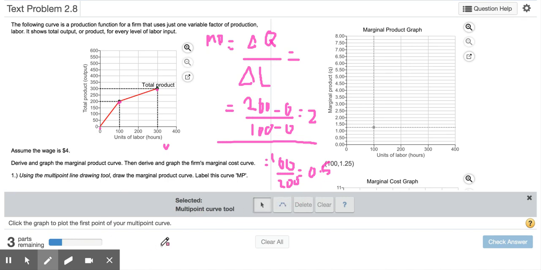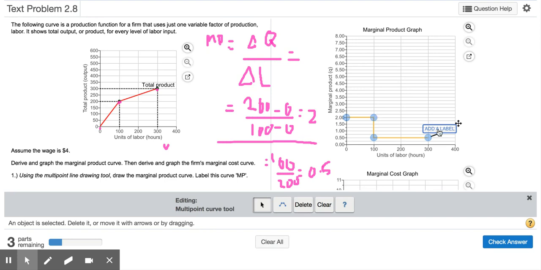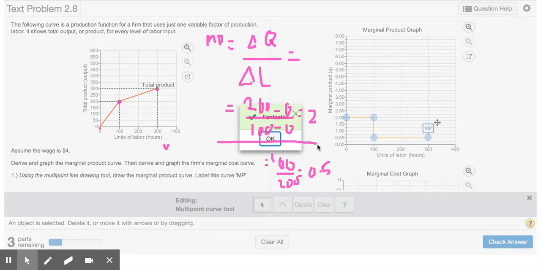To graph the marginal product curve, up to 100 units of labor, notice that over here we have units of labor. Marginal product of labor is equal to 2. Then as we move beyond 100, it goes down to 1/2. And this will continue up to 300 units of labor, right here. Check your answer. Okay, we have it.